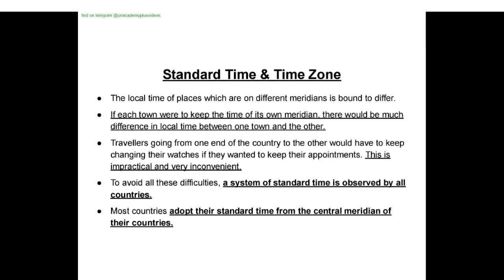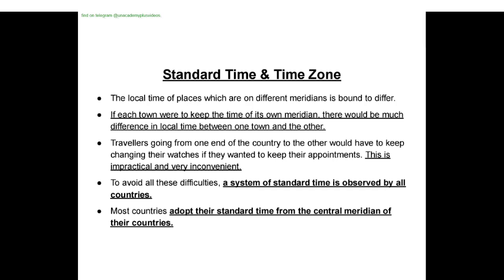Standard time and time zone. The local time of the places which are on different meridians is bound to differ. If each town were to keep the time of its own meridian, there would be much difference in local time between one town and the other. Travelers going from one end of the country to the other would have to keep changing their watches if they wanted to keep their appointments. This is impractical and very inconvenient.